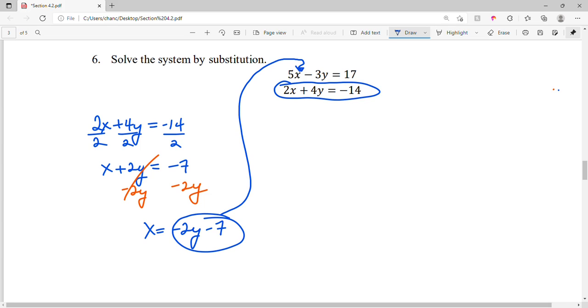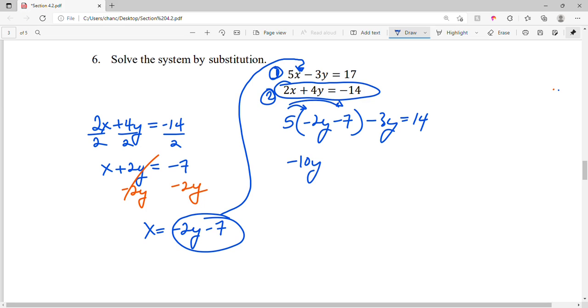Now, if I solve for one of the variables in equation 2, I should plug it into the other equation. You must use the other equation in order for the substitution method to work. So we have 5 times negative 2y minus 7 minus 3y is equal to 14. I can distribute the 5. This is negative 10y minus 35 minus 3y is equal to 14.